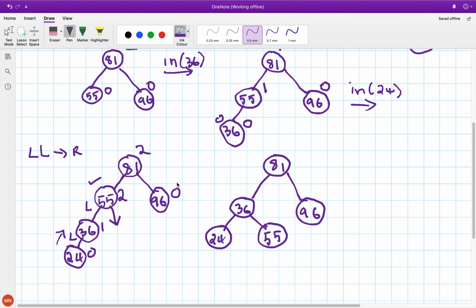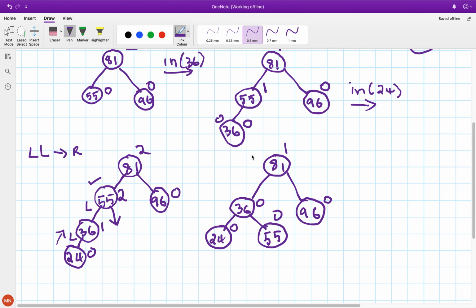Now this tree and this tree will have the same inorder traversal. Previously it was 24, 36, 55, then 81, then 96. Here also we have 24, 36, 55, 81 and 96, but this is balanced compared to the previous one. Now if you recalculate the balance factor, we have the balance factor here 0, this one is 0, this one has a balance factor 0, this one has a balance factor 0, and the balance factor of 81 will be now, this 36 has a height 1 minus 0 will be 1. So this is essentially satisfying the AVL condition.